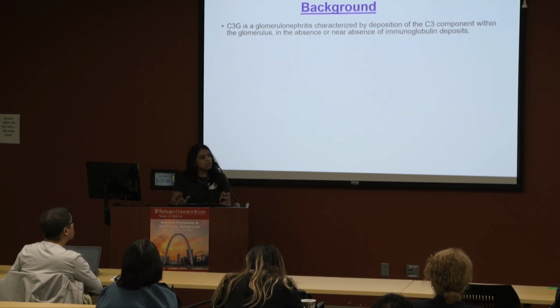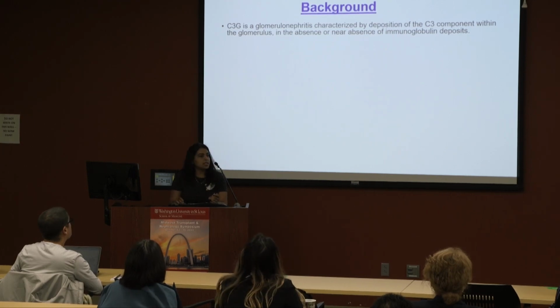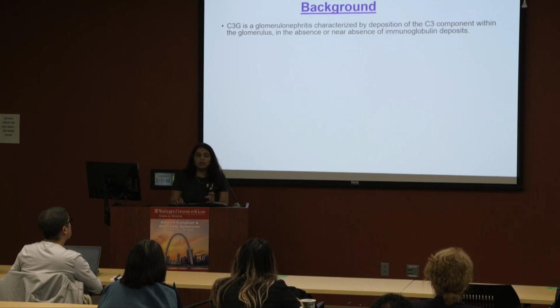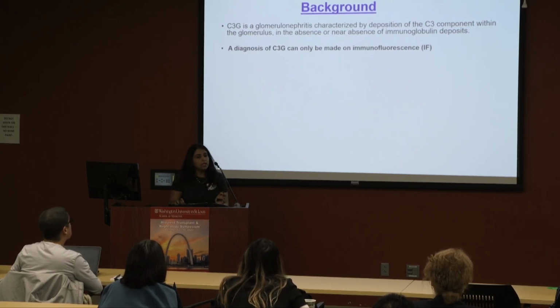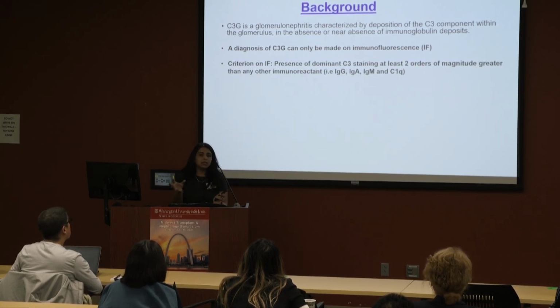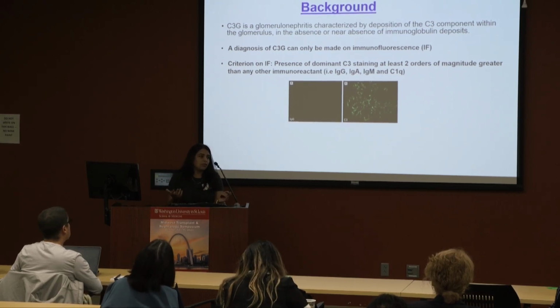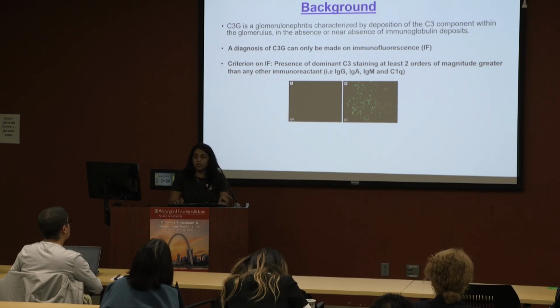Now, C3G, on the other hand, is a glomerular disease. It's a glomerular pathology which is characterized by the deposition of C3 in the glomerulus in the absence or near absence of immunoglobulin deposits. And the diagnosis of C3G can only be made on immunofluorescence, where the criteria is that the C3 staining should be 2 orders of magnitude higher than any other immunoreactant, which is shown here. On the left is IgG staining, and on the right is bright C3 staining, which is roughly considered 2 orders of magnitude higher.